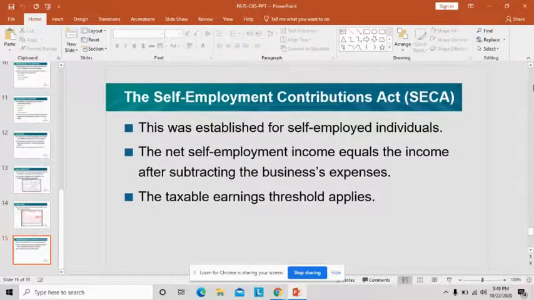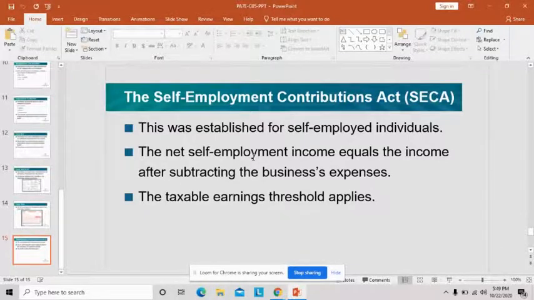So the Self-Employment Contributions Act, SECA, was established for self-employed individuals. The net self-employment income equals the income after subtracting the business expenses. The taxable earning threshold also applies. So this was also something that was applied during the practice set.